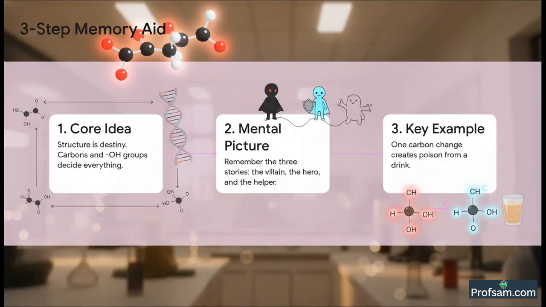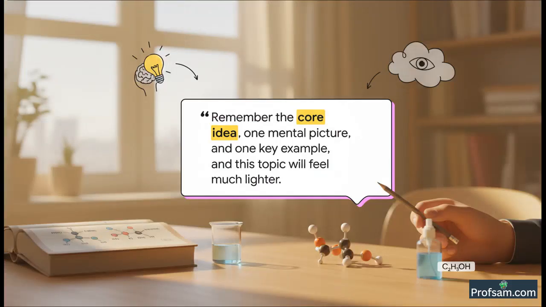To make this topic stick in your mind permanently, here's a simple 3-step memory aid. 1. Remember the core idea. Structure is destiny. 2. Remember the mental picture, the 3 stories of the villain, the hero, and the sticky helper. And 3. Remember that key example, how 1 carbon change creates a poison from a drink. So my final advice to you is this. Don't just try to memorize a long list of facts. Instead, remember the core idea, the mental picture of the 3 siblings, and that 1 key example of methanol and ethanol. If you can do just this, I promise you, this topic will feel so much lighter and easier during your exam preparation. All the best.